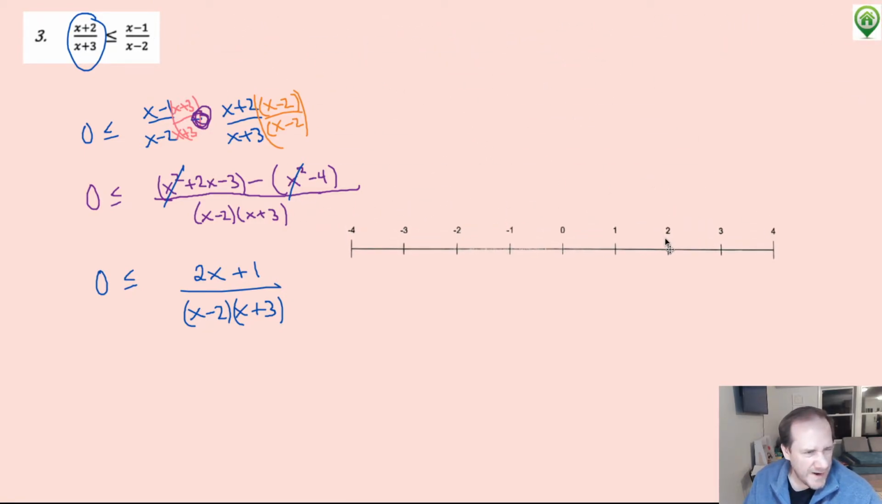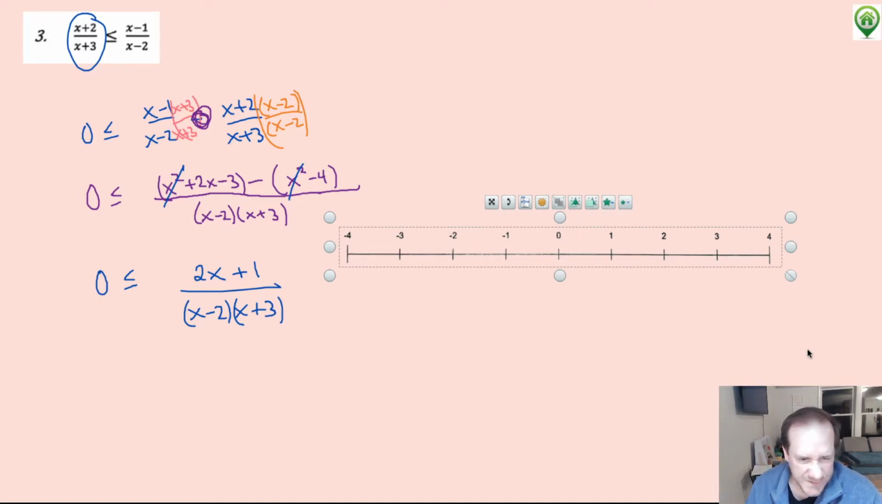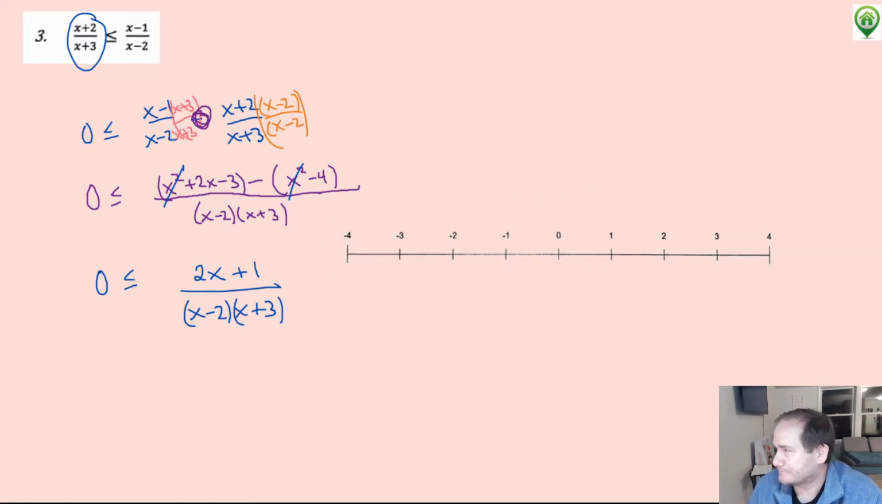That should be plenty of room. I'm tired. It's almost midnight.